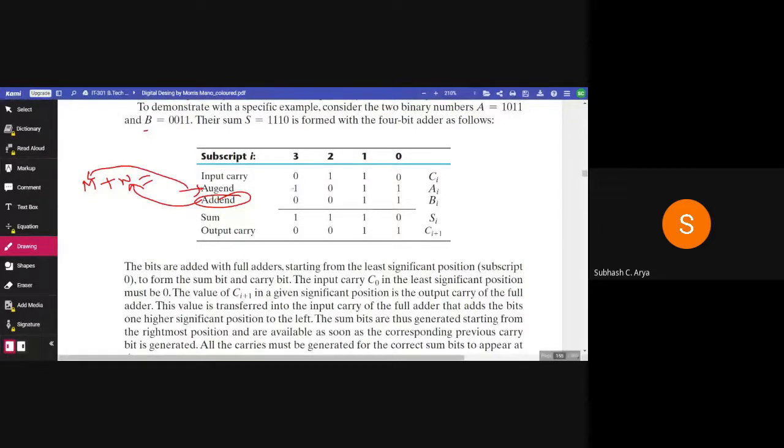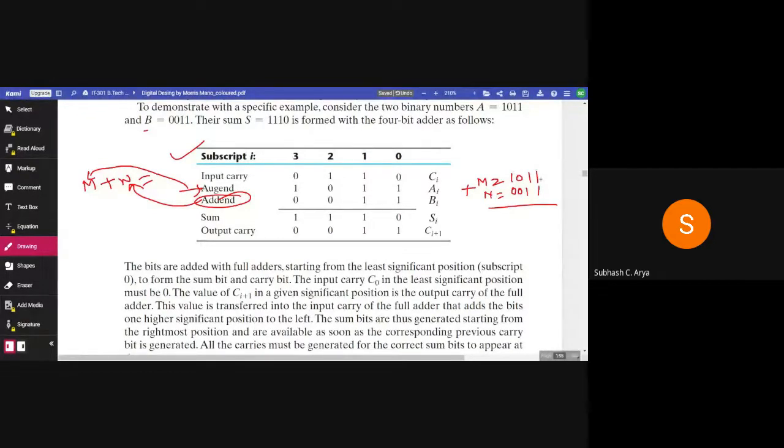As an example, M is equal to 1 0 1 1, and N, the addend, is 0 0 1 1. We want to add these two numbers. This is the question. So what is the detailed procedure? What are the detailed things that are given in this table? Above are the carries. This one you can call the carries.